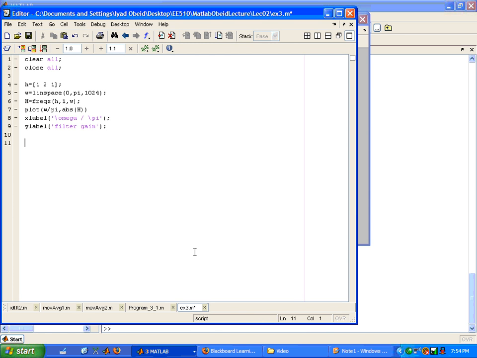Here's the first bit where we just created the filter. So the next thing I need to do is create the input signal so that I can run it through the filter. So let's see. If we have a 2 kilohertz signal sampled at 8 kilohertz, how many samples per period do we have?